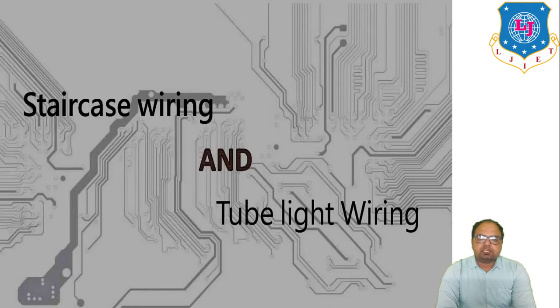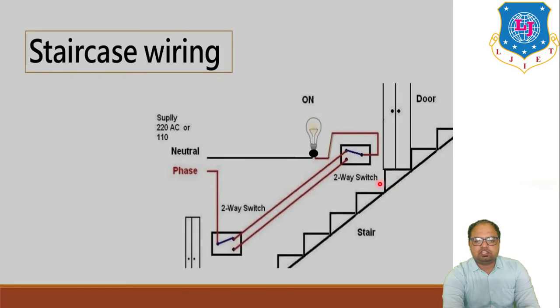Our next topic is staircase wiring and tube light wiring. In this, you can see all these are the stairs. On these stairs, at the lower portion there is a switchboard, and at the end of the stairs a switchboard is also connected. Two-way switches are fixed at the lower side and upper side of these stairs, and the bulb is connected in series.